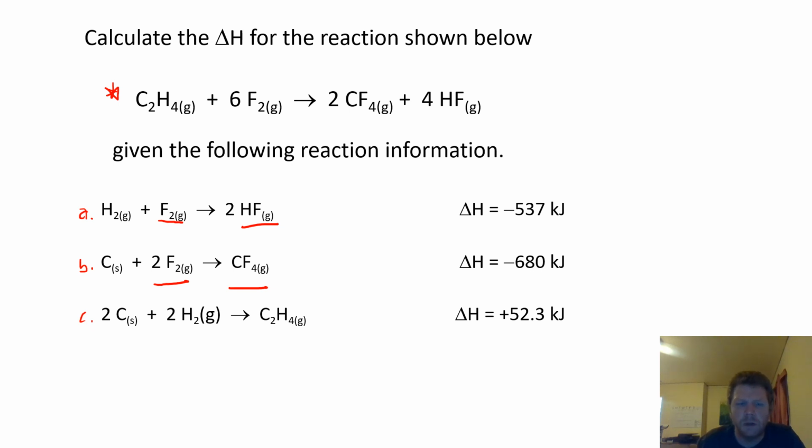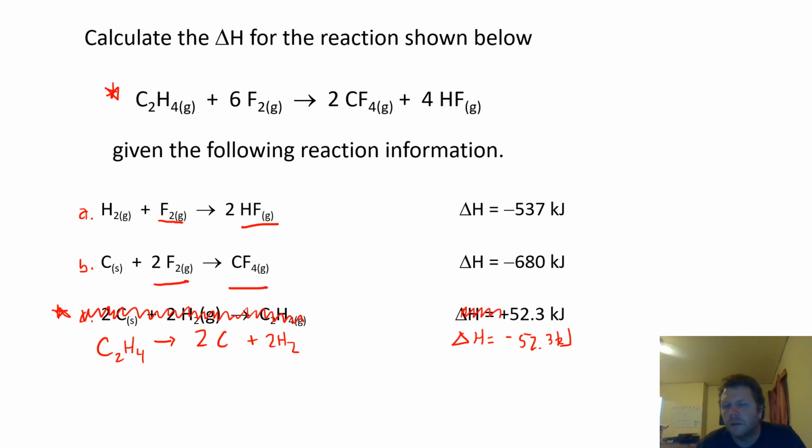So what does Missy Elliott tell me about reaction C? Well, that's the one I'm going to flip in reverse. So I'm going to write C2H4 yields 2C plus 2H2. And I've got a delta H here that is going to be negative 52.3 kilojoules. Okay, so what I want to do with C, I want to scribble it out because I do not need to worry about that. I'm done with that at all.